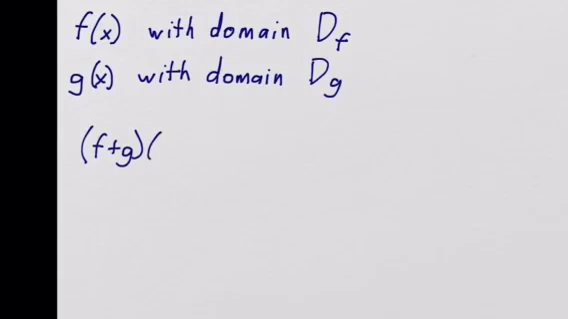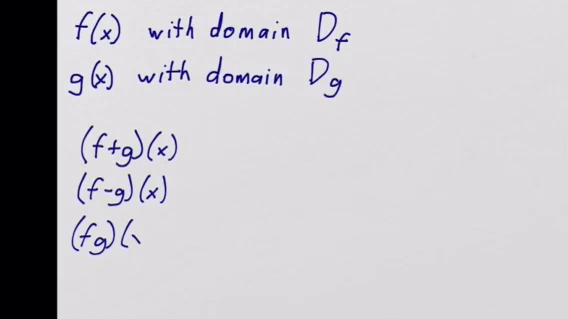f plus g of x, f minus g of x, fg of x, and then f divided by g of x. And all of these are defined exactly as you'd think they're defined.